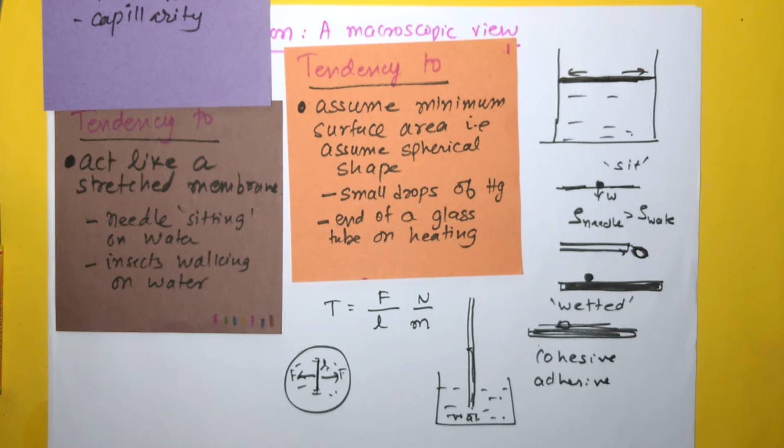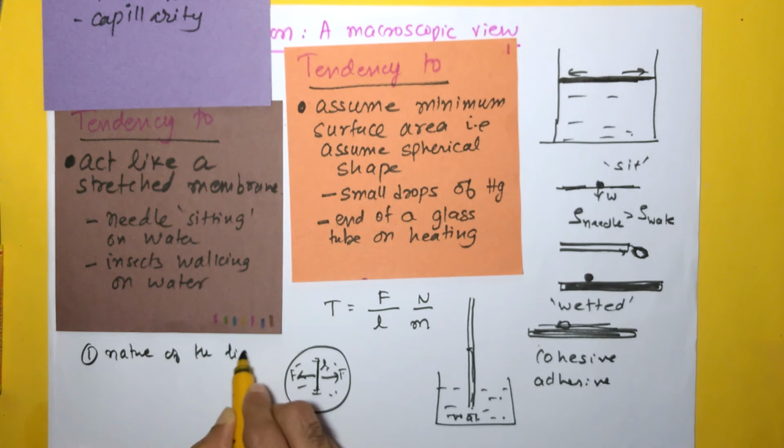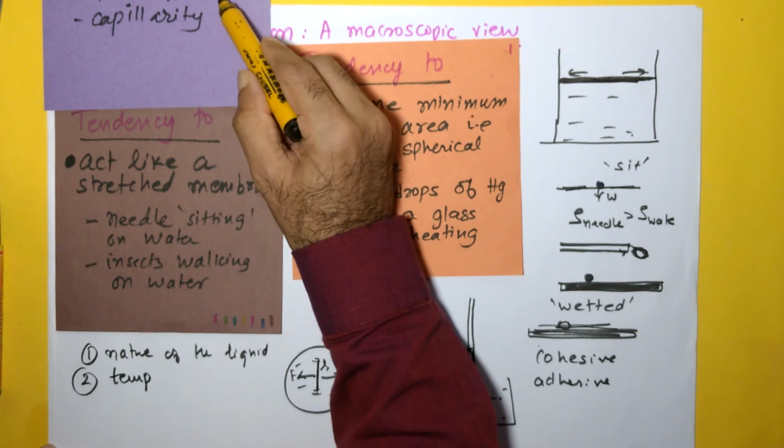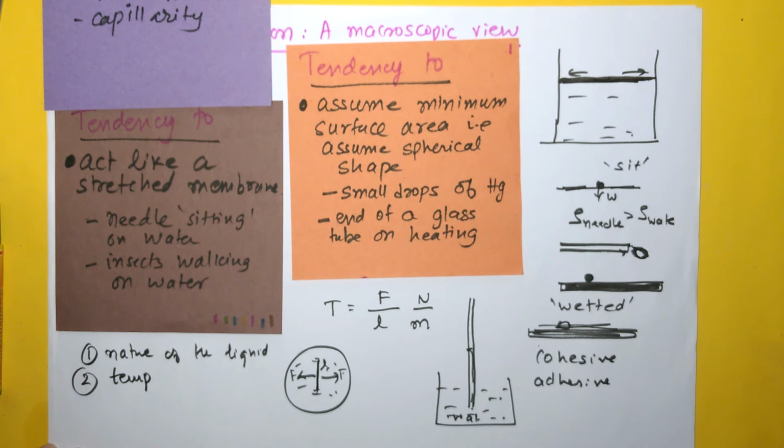So this is the brief introduction to surface tension. I'll wind up the video by talking about some of the factors on which surface tension depends. Surface tension of a liquid depends upon a number of factors. The first is the nature of the liquid. Some substances by nature have a high surface tension value, whereas some have a low surface tension value. So that is a natural characteristic. The second is temperature. As we discussed earlier, warm water has lesser surface tension. So generally when you heat up a liquid, its surface tension goes down.